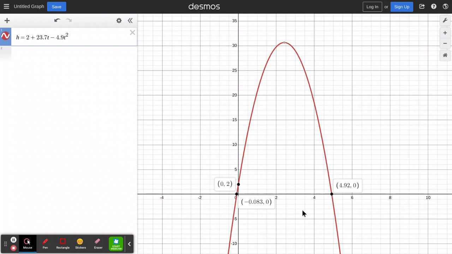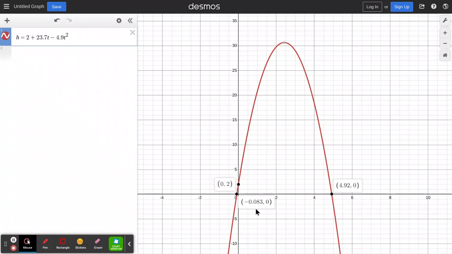Now, when I'm looking at these, only one of these makes sense to me. I can have a time of 4.92 seconds. 4.92 seconds after the pumpkin is launched or catapulted, it lands on the ground. But this other one, that negative 0.083, that one doesn't make sense to me. You cannot have negative 0.083 seconds. You can't have negative seconds.